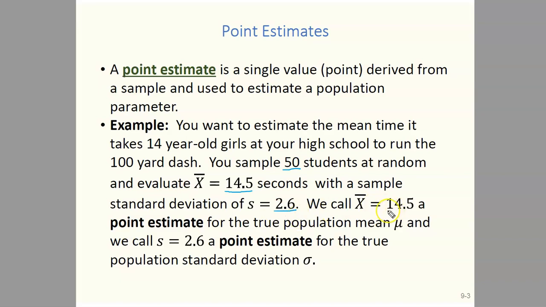Then we call the value 14.5 a point estimate for the true population mean mu. The population in this case being 14-year-old girls at your high school. And we can also call 2.6 a point estimate for the true population standard deviation sigma.